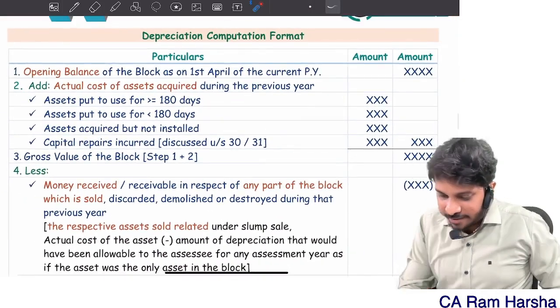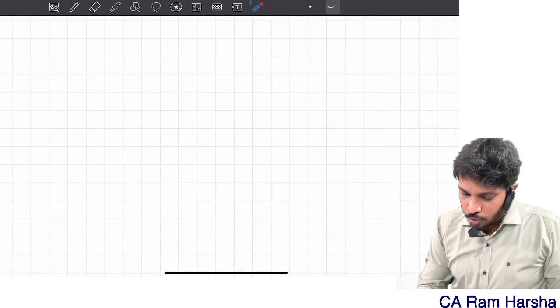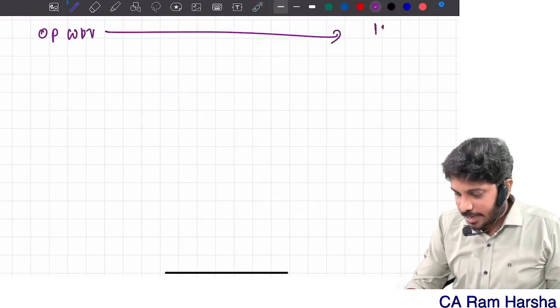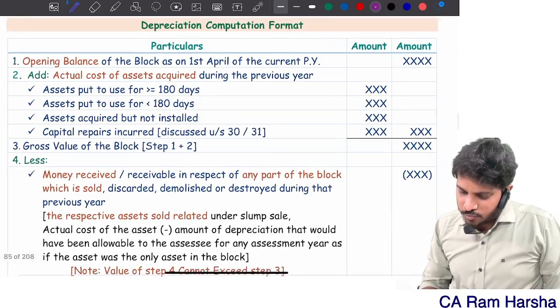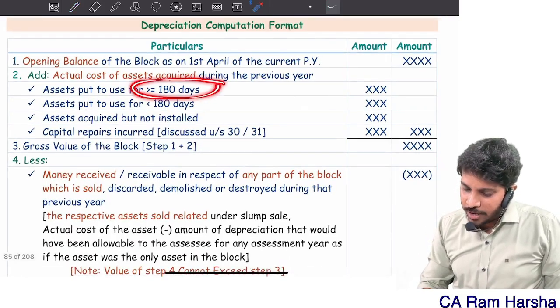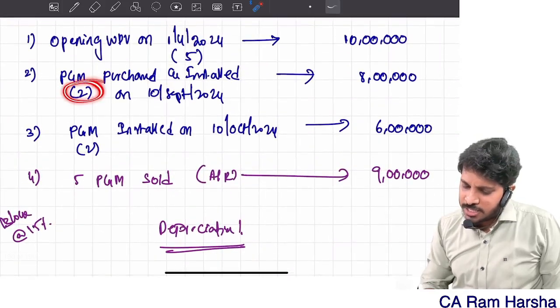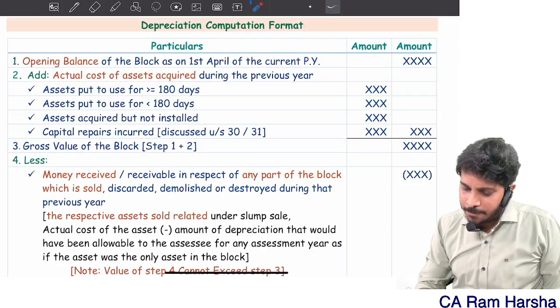So what is the opening value? Opening WDV is 10 lakh, correct? As per this format, assets put to use for more than 180 days. How many assets did we purchase like that? Only 2 machines were purchased, and 2 are more than 180 days, correct?